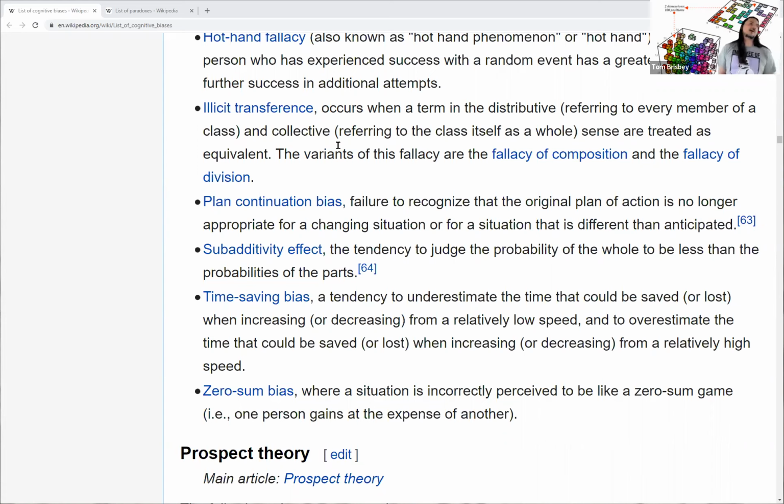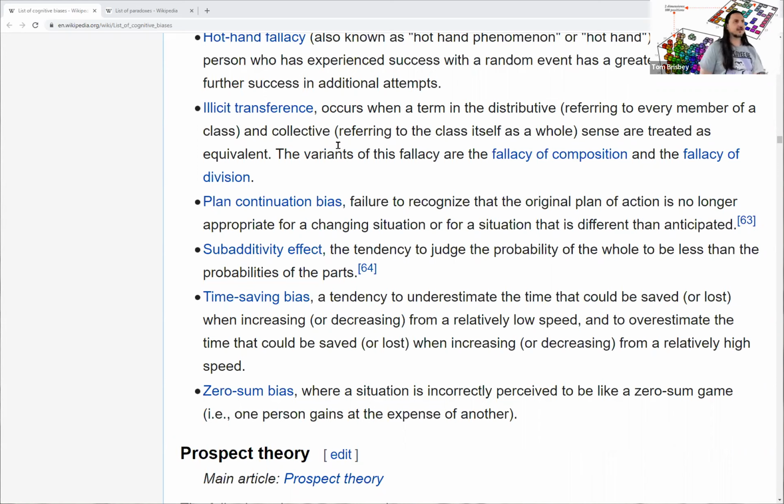The time-saving bias. The tendency to underestimate the time that could be saved when increasing from a relatively low speed, and to overestimate the time that could be saved when increasing from a relatively high speed. Yeah, minor changes get too much weight in decision-making processes. The feasibility isn't thought out.